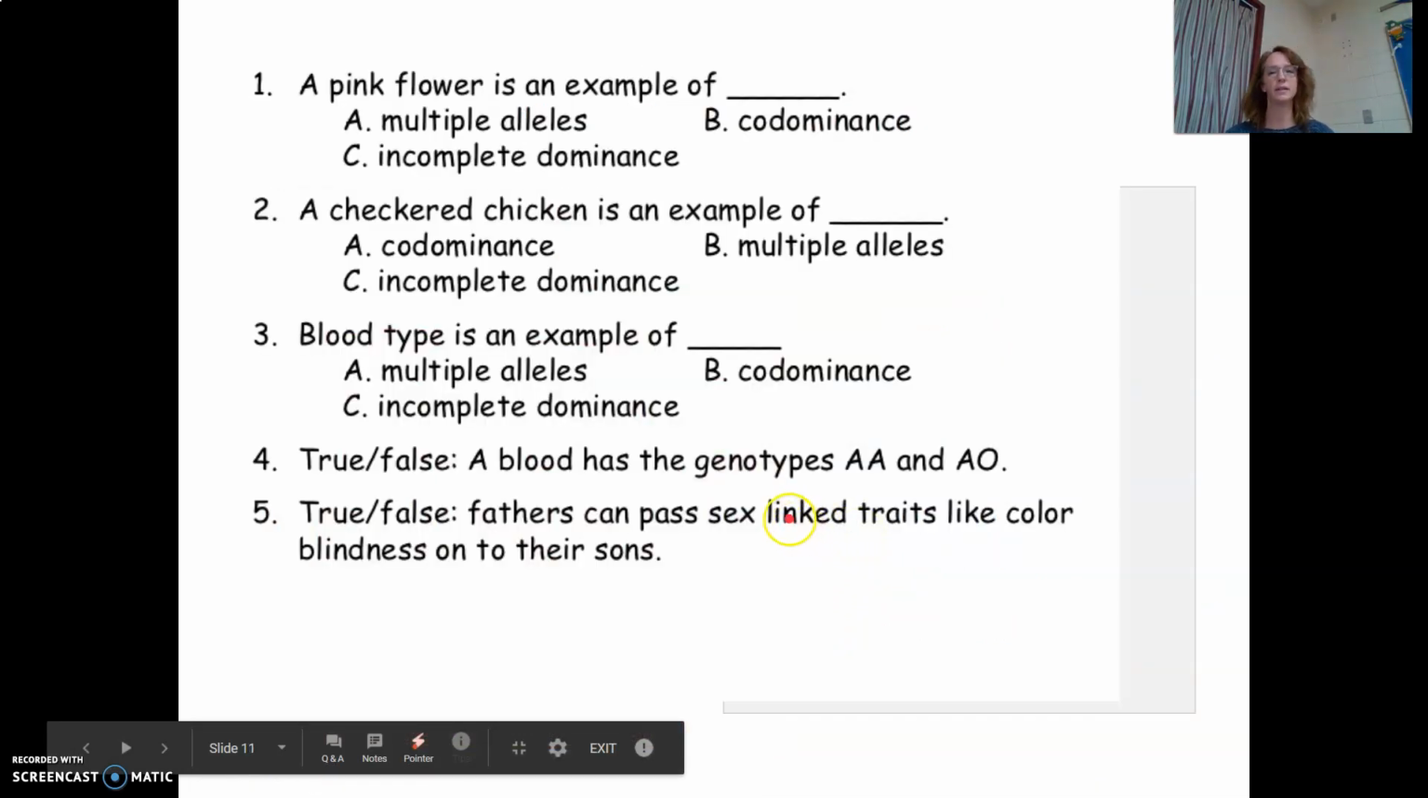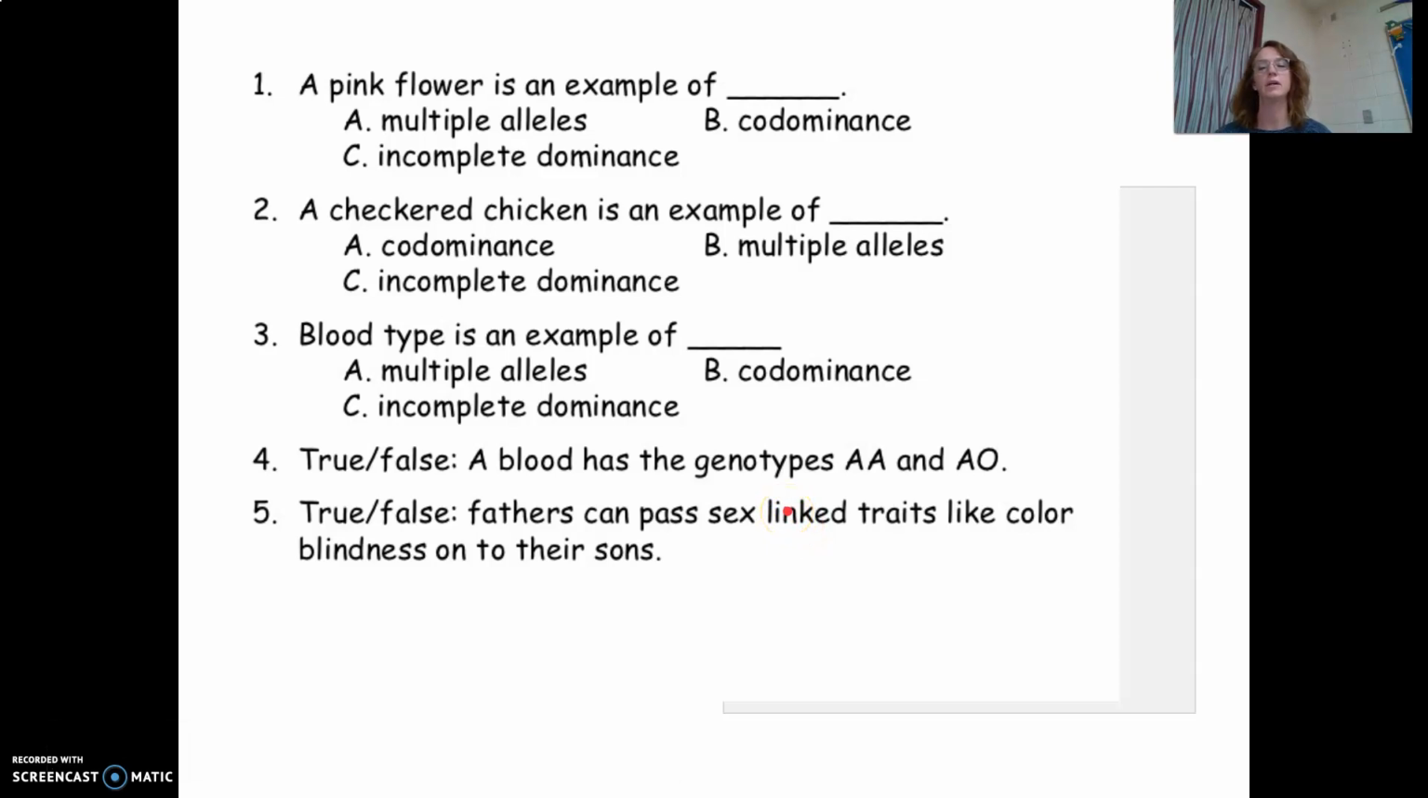All right, let's see if you can get these questions right. Pause the video, try to answer them. It's a good little mini quiz, and here are the answers. Pink flowers are pink because they're red and white, so that's incomplete. Checkered, spots or stripes, that's co. Blood type is multiple alleles and codominance. And the genotypes, if you're going to walk around saying you're type A, you are either AA or A with the recessive O. And false. Fathers cannot pass on X-linked traits to their sons. I should have written X-linked there.